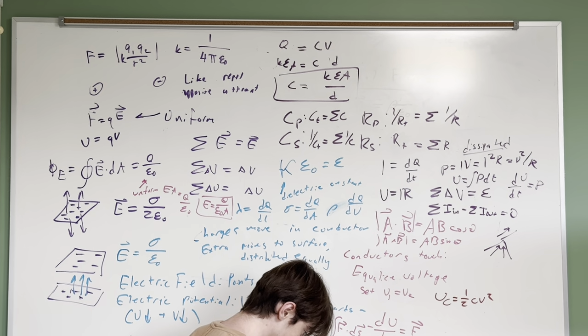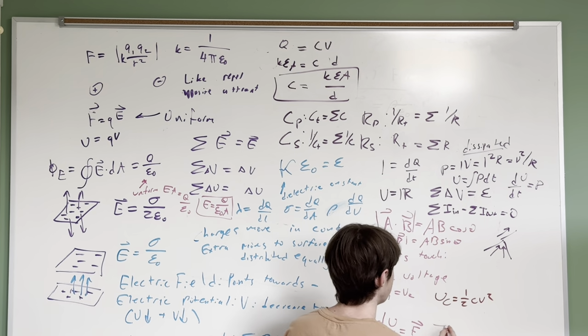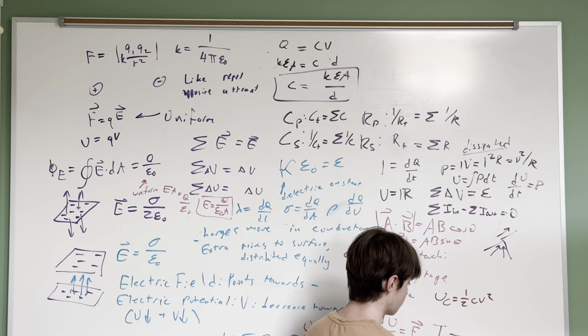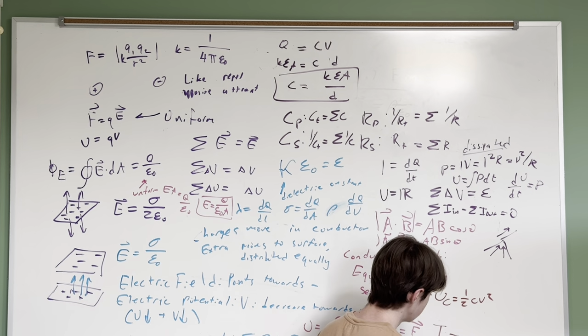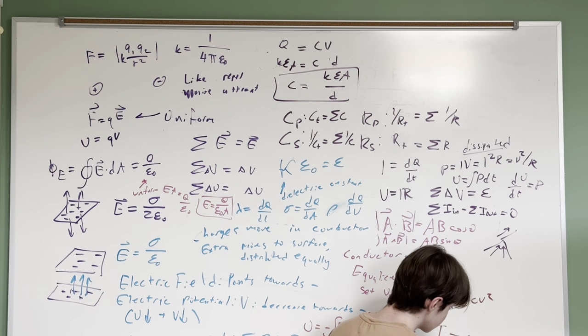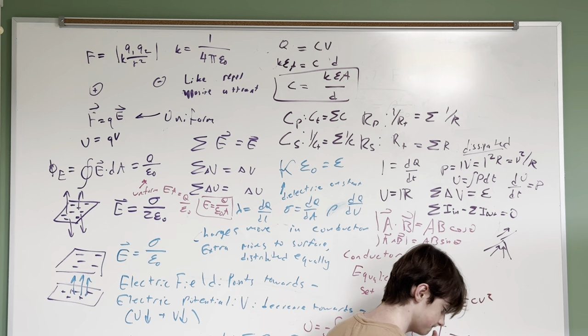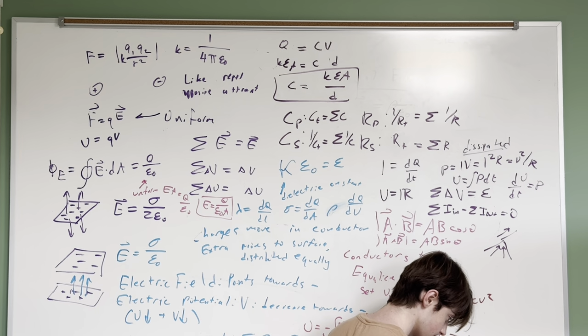What else do I have in my notes here? Okay, right. So current is equal to the number of current carriers times the charge per carrier times the number of charge carriers per unit volume.